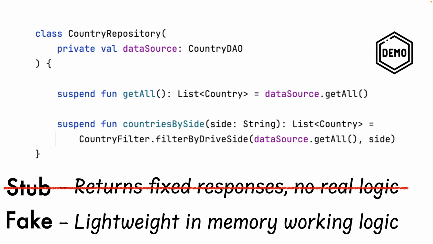So we will have a look at a demo where we implement a fake data access object, and then using that we test the repository, and then we will also write a lot of test cases. So let's get into a demo.